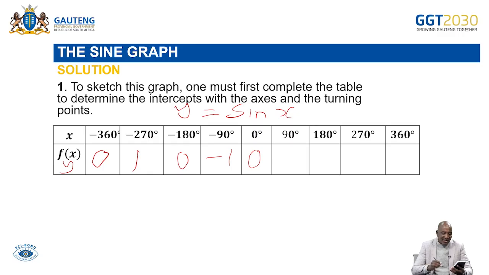Sine 90 is giving me a 1 from my table. Then it continues. You can even check, it's now forming a pattern: 0, 1, 0, minus 1. 0, 1, 0, minus 1. But you can check from your table there. 180 is 0. Then 270 is negative 1. And then finally 360, it goes to 0. That's how you can complete that table.